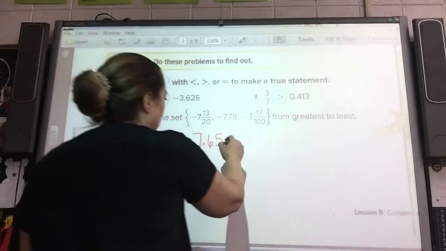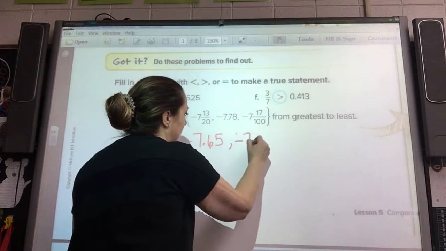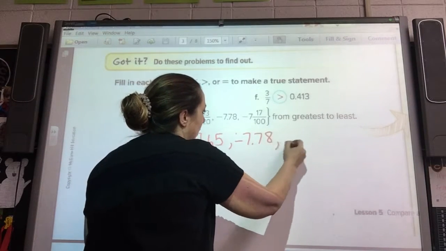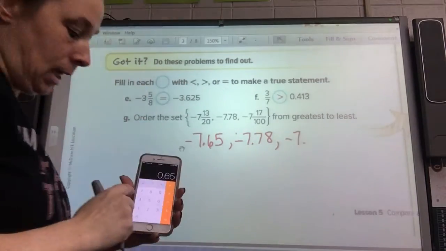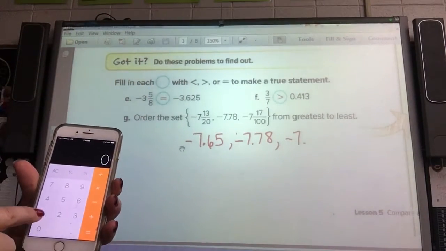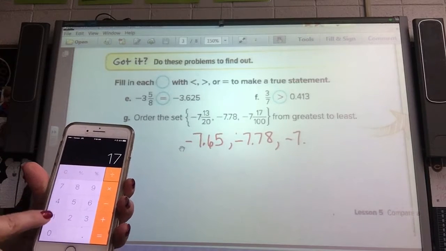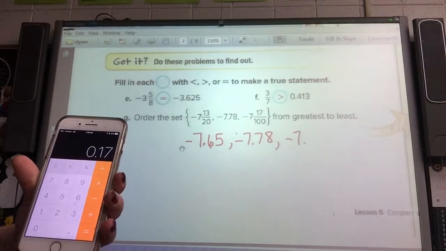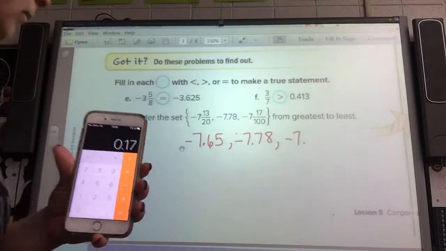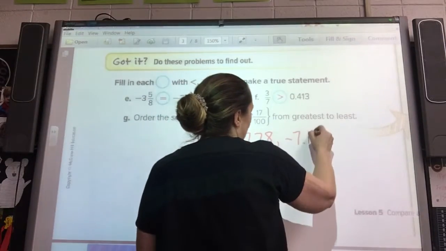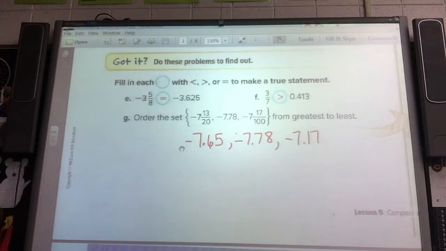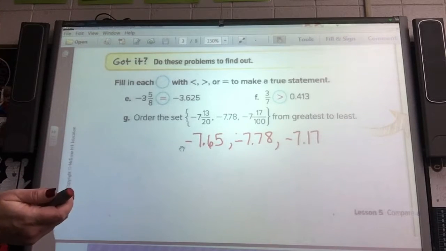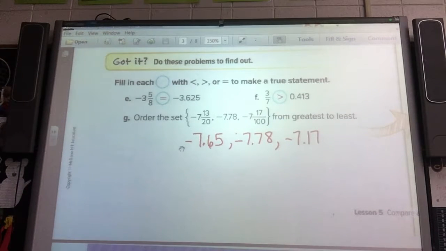All right, and then this one's already done, negative 7.78, and then this one is negative 7 point something, and again, we're going to take the small number, 17, and divide it into the big number, 100, and it gets 0.17. So add the 0.17. So now we can order them from greatest to least. Greatest is going to be owing the least amount, and the least is going to be owing the most. I know it's confusing, it's kind of backwards.